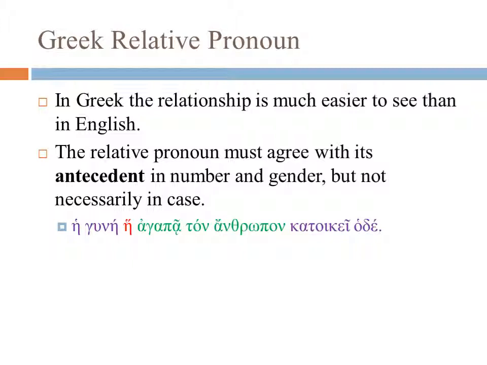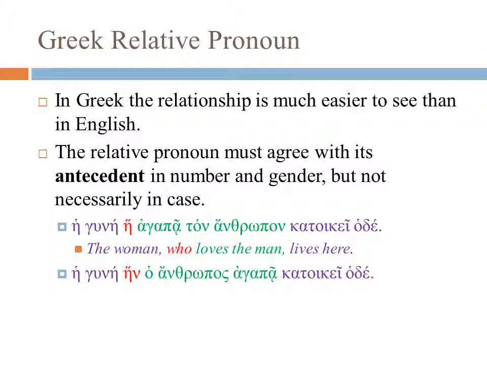So we have he gune he agapa ton anthropon katoi ke hade. So the woman who, relative pronoun here, loves the man lives here. In this case, we would look at it and we would say, who is in the nominative singular? And in Greek, we would see it's in the feminine. So we would know that that referred back to woman in the main clause.